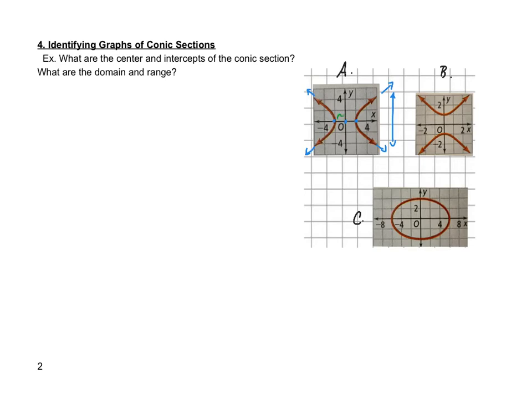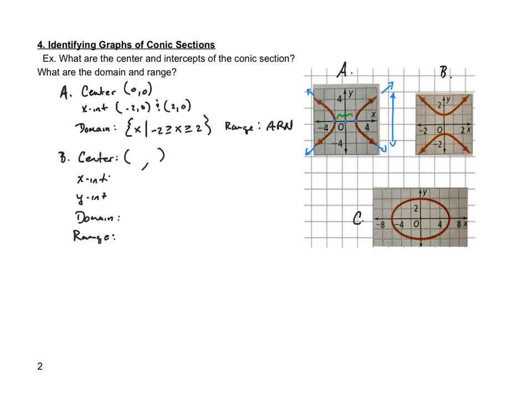The function does not exist in here. So my domain is for all values of x when x is less than or equal to -2, and when x is greater than or equal to 2. Let me write that down real quick. Hopefully when you look at example A you see the center, the x-intercepts, and the domain and range. Of course, there is no y-intercept because the function never crosses the y-axis.